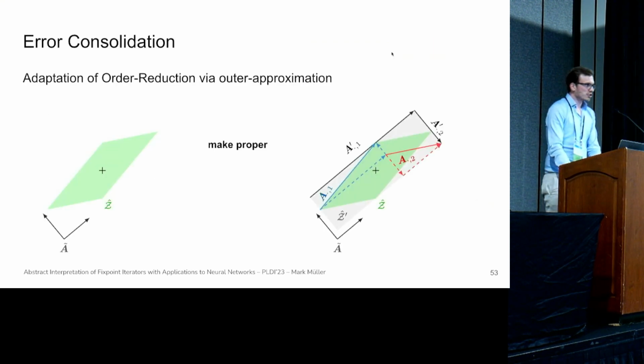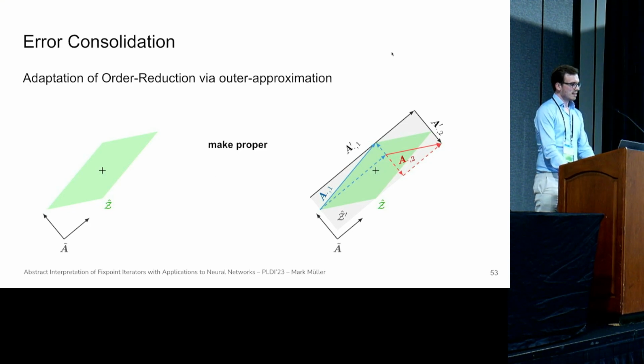Now, as mentioned before, the properness of the CH-Zonotope is crucial. Unfortunately, abstracting a ReLU layer will turn a proper CH-Zonotope into an improper one, and thus we need to reverse this process. For this, we can use error consolidation or order reduction via over-approximation. We are given a green improper Zonotope. We provide an error basis A tilde, and then compute the tightest, soundly over-approximating proper CH-Zonotope, here illustrated in gray, and for more details, I refer you to the paper.